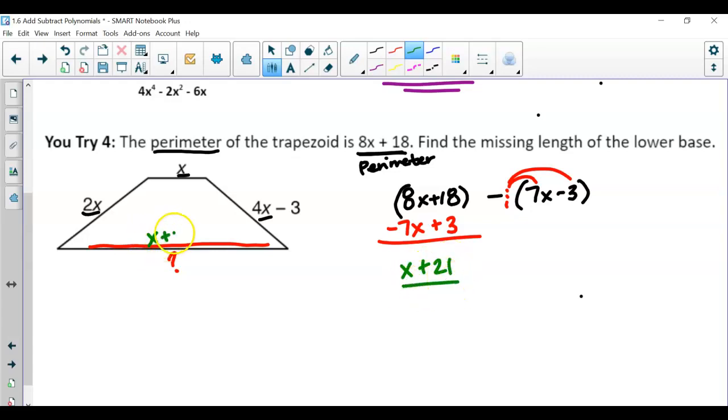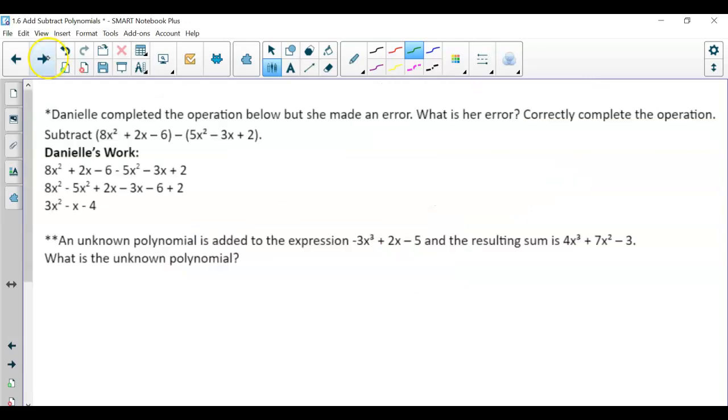Then again, what could you do to check your work? Add up all four sides and you should get 8x plus 18 as the final answer for the perimeter. So now there are a few extra questions here for practice. So go ahead and pause the video and try them, and then I will be going over the next 4 questions.